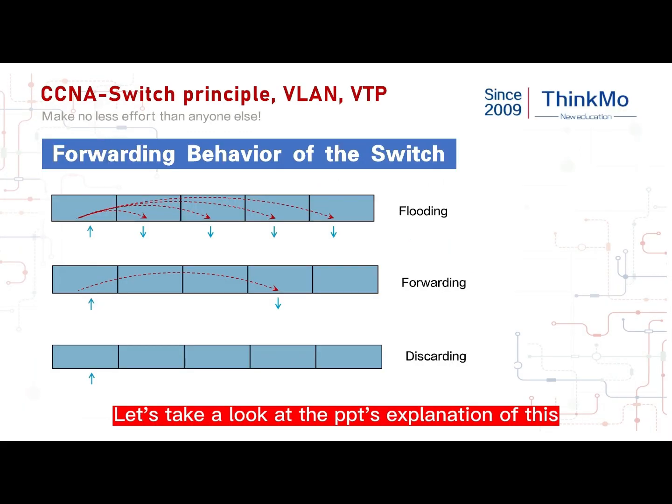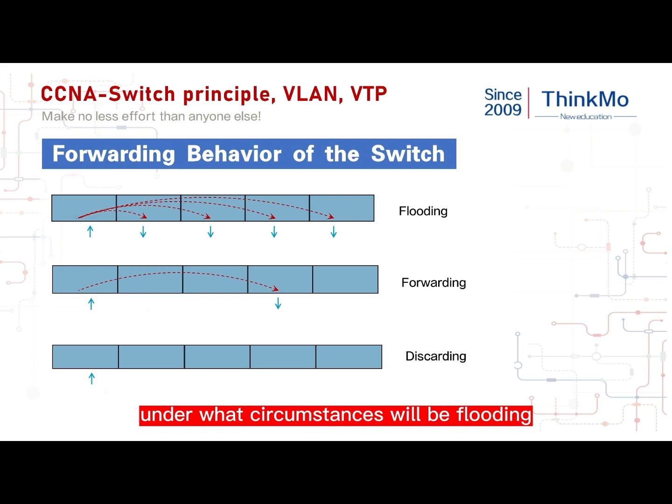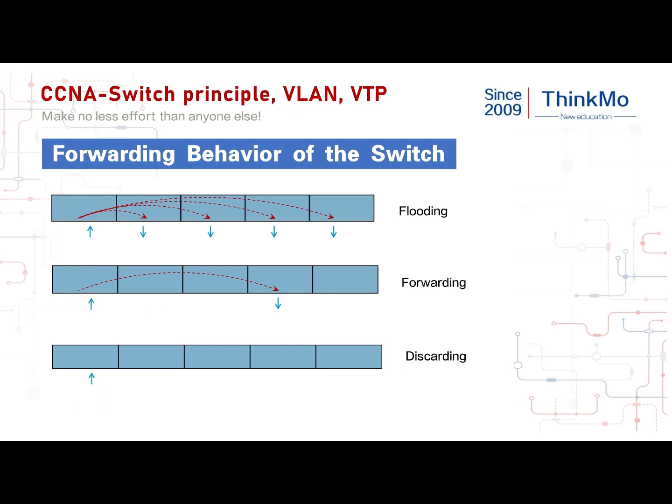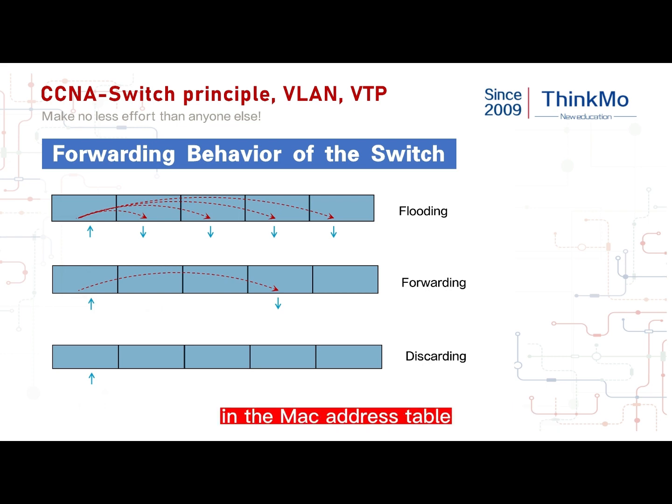Let's take a look at the PPT's explanation of this. Let's sort it out. The first is flooding. Under what circumstances will we flood? The switch receives data from an interface. If this data is broadcast data, the switch floods it directly. If the data is unicast data, and there is no corresponding destination MAC in the MAC address table, then the switch will also flood.